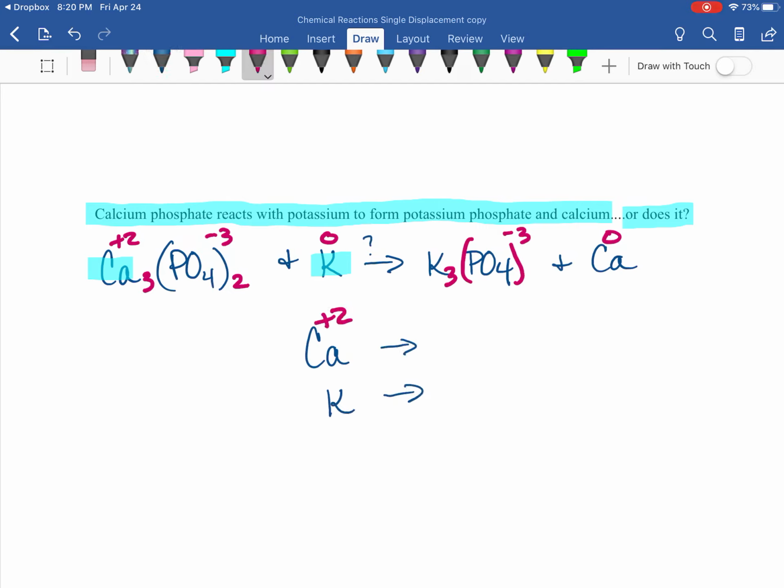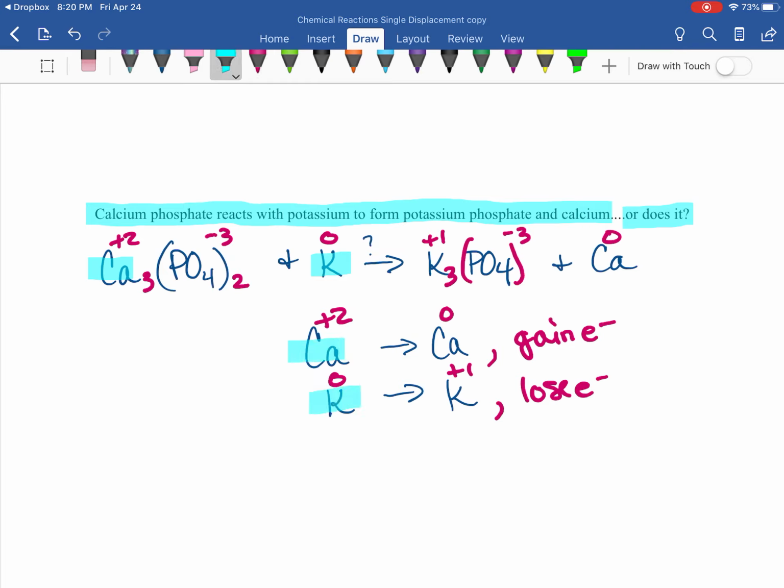Okay, so those two are the two that are changing, and they're the two that are switching places. So let's spell that out really quick. Our calcium and our potassium. Our calcium is going from a +2 to 0, and our potassium from a 0 to a +1. Okay, I love it. So that means that potassium is going to give away an electron, and calcium is going to take it.